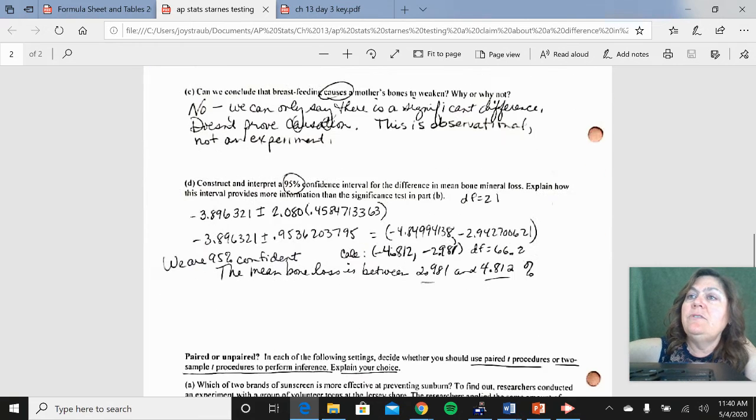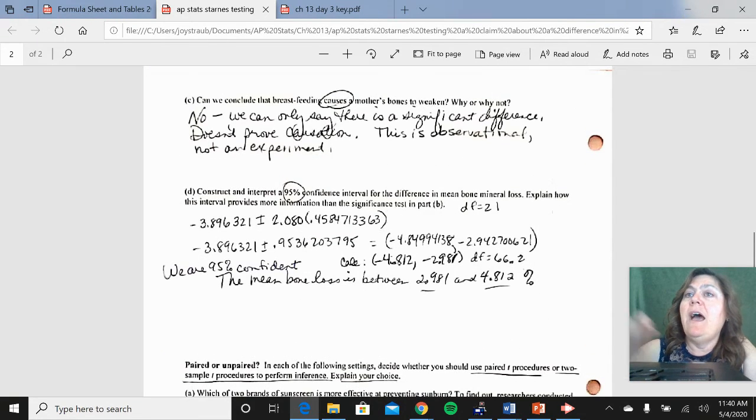Okay, here's your 95% CI. I did it by hand. Again, you can run a 2-samp T int on your calculator and get the values. So I did this by hand here and then also by calculator, and you could see very similar situations here, but we're 95% confident the mean bone loss is between these two percentage values.